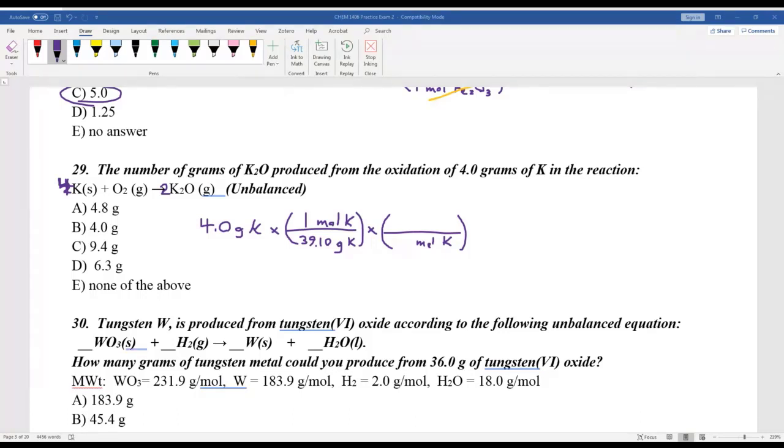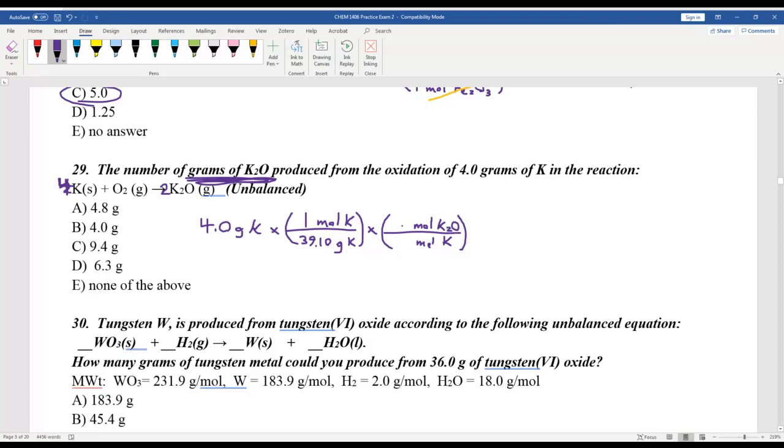Remember, the only way to get from one substance to a different substance is a mole to mole ratio. So what unit has to go on the top then? What do you think? Close. I'm not actually looking for moles of O2 here. I'm actually looking for the grams of K2O. So it should be the moles of K2O that goes up here because that's what I'm looking for.